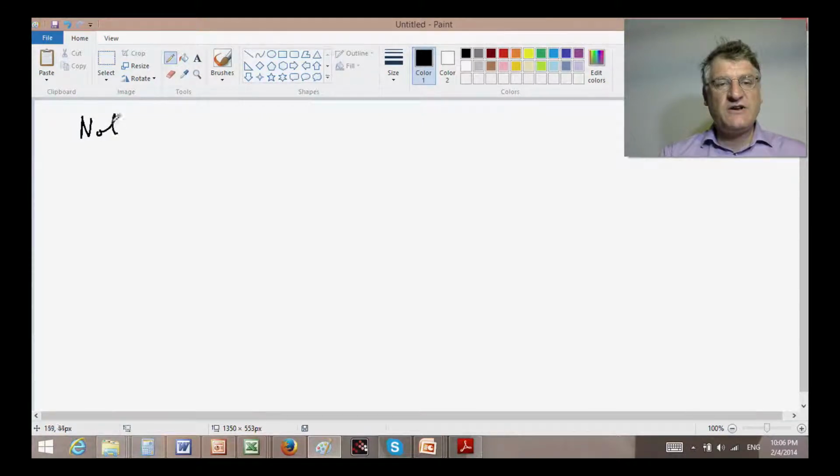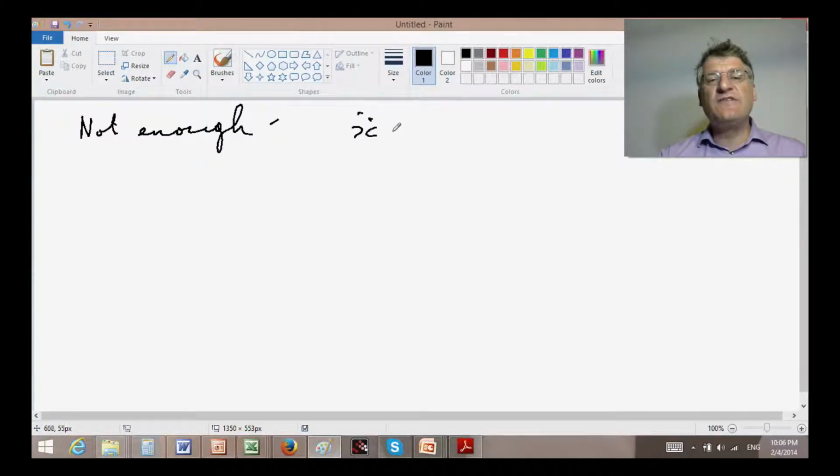Not enough information exists. In the differential equation x double dot plus 2x dot plus 3x is equal to u, x dot is not enough information to define a state.